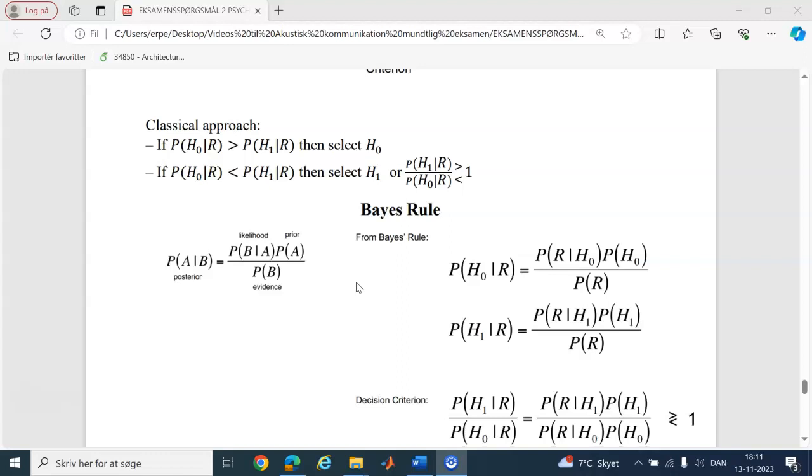P(R|H0): what is the probability to select the null hypothesis if there is a signal present? If there is a signal, yeah. What is, and so on.